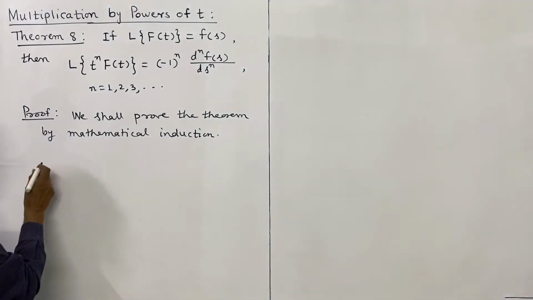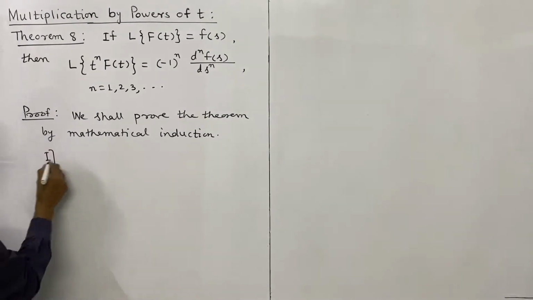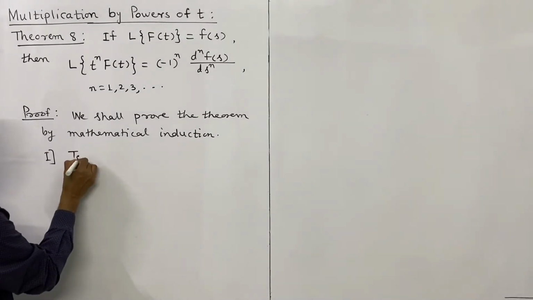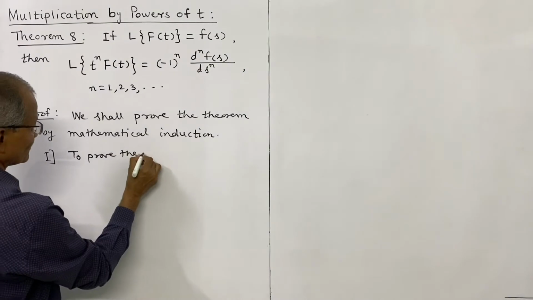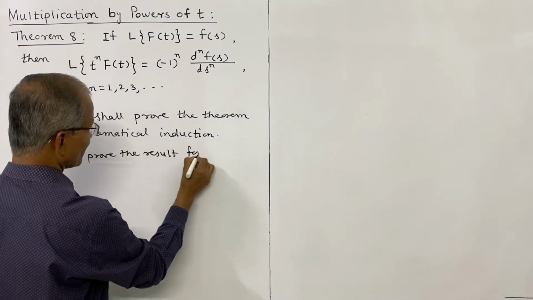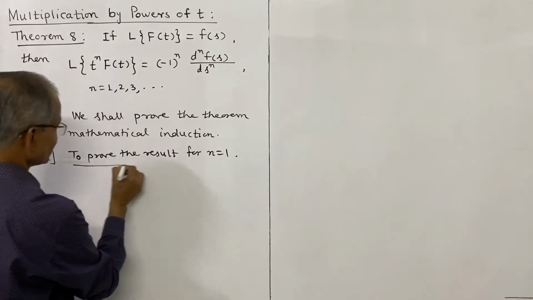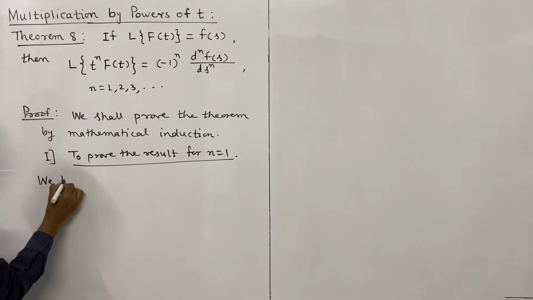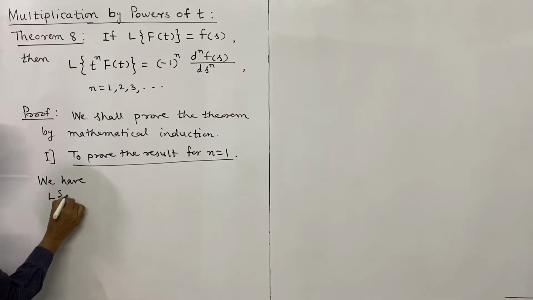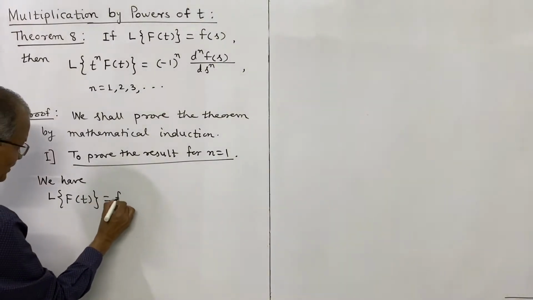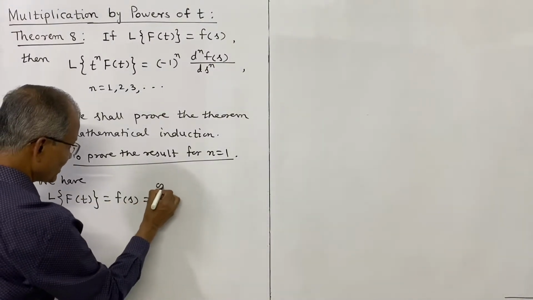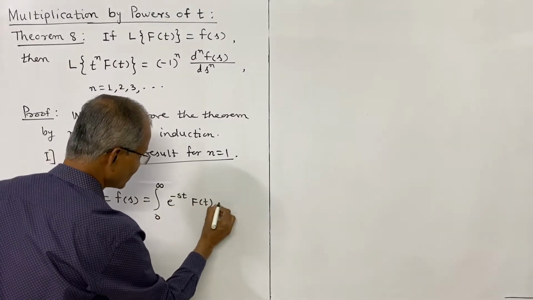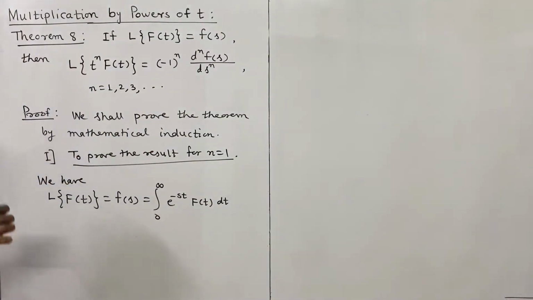The first step is for the case n is equal to 1, to prove the theorem for n equal to 1. Now we have this Laplace transform of capital F of t. The notation is small f of s, and by definition it is the integral from 0 to infinity of e power minus st f of t dt. This is the definition of the Laplace transform.